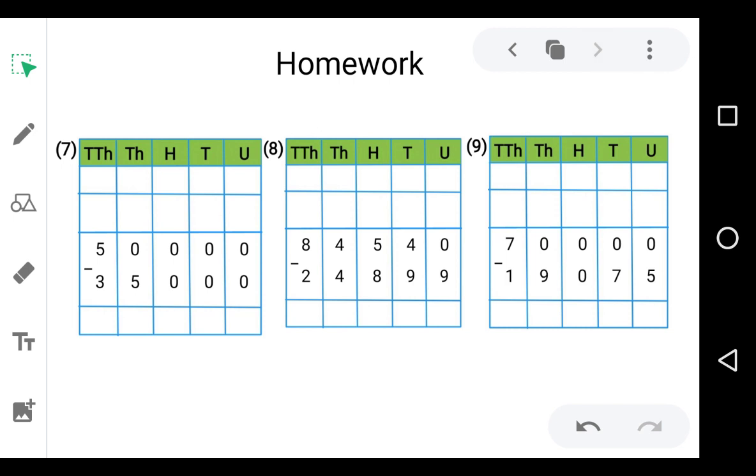Now remaining 3 sums you have to solve by yourself. This is your homework. Here we complete this topic. Now we will meet in the next lecture with the next topic.